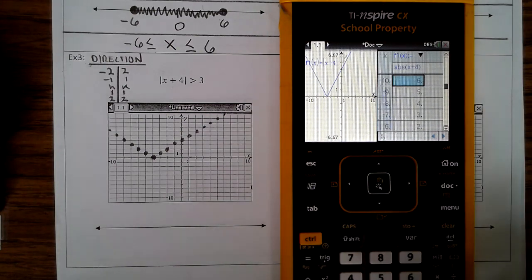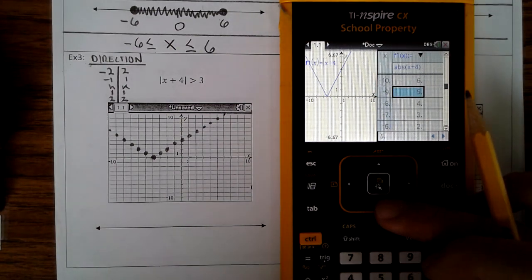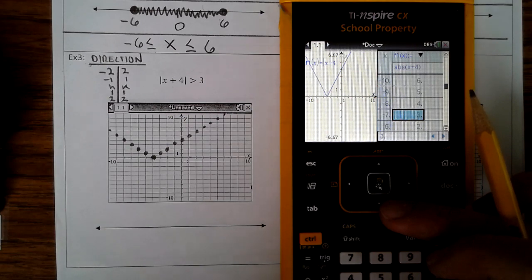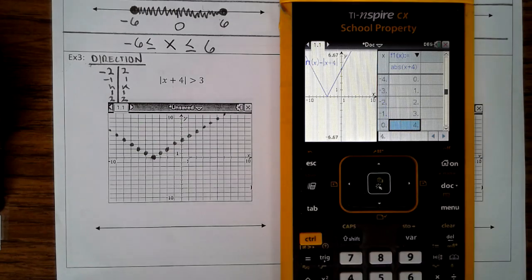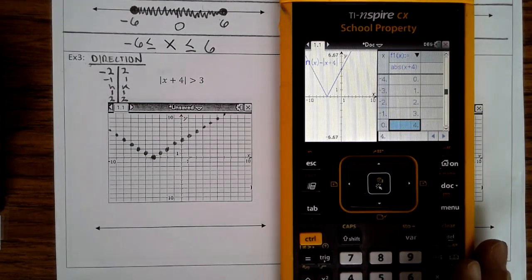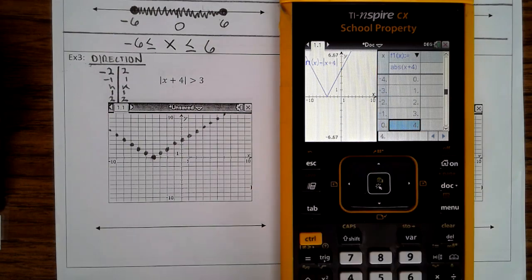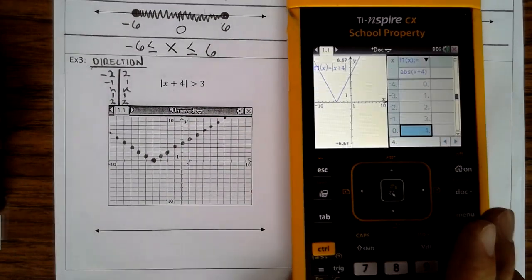So negative 10, 6, negative 9, 5, negative 8, 4, negative 7, 3, negative 6, 2, negative 5, negative 4, 0, negative 3, 1, and so on. Okay. So you can either graph by direction or using your calculator. Either way, we have the left side graphed.